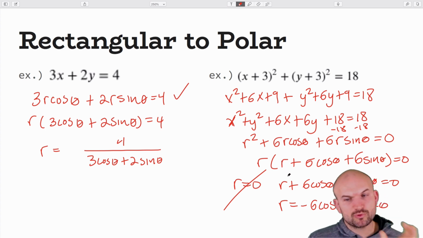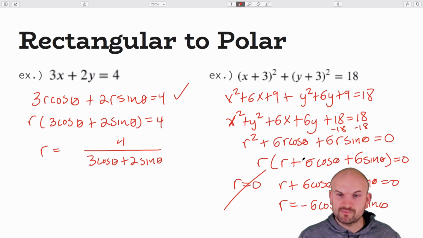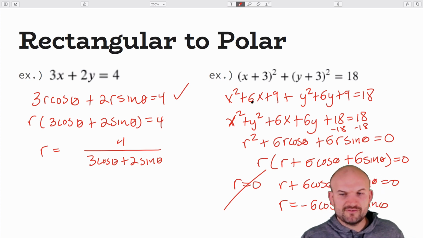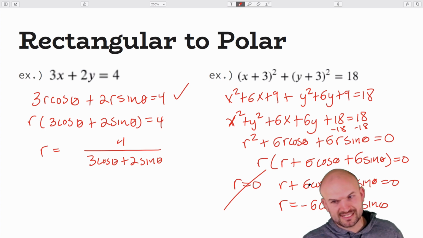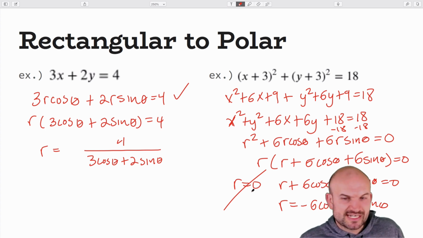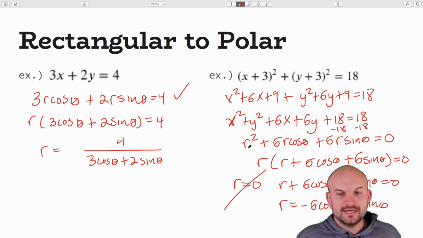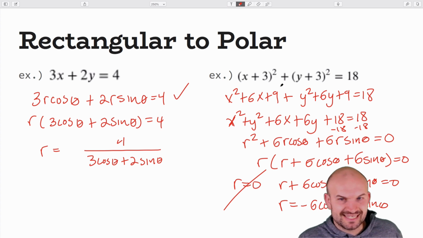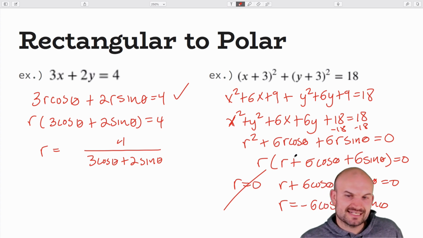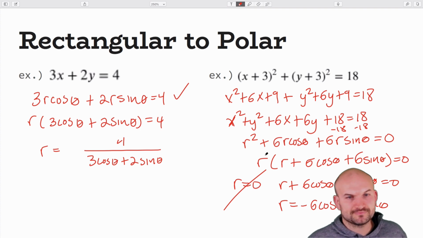Since I have the product equal to 0, I can apply the zero product property. So I'm going to set both factors equal to 0. So r is equal to 0, and r plus 6 cosine of theta plus 6 sine of theta is equal to 0. But r equals 0 doesn't make any sense, right? That's the distance away from the origin. It's like a dot, so it's not even actually a graph at all. So we're just not going to represent that. That's not going to represent this equation. Therefore I just have this equation, set equal to 0, and that is the equation I'm going to use, because r equals 0 is just a dot at the origin.